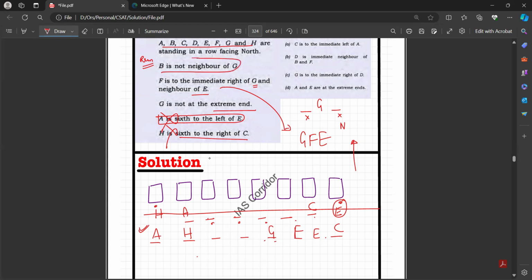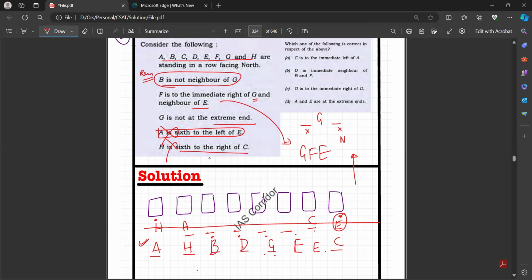B is not the neighbor of G. So that means B will not come here. B will come here. Remaining is D. D comes here. Now what is the question? C is to the immediate left of A. Nahi. A and C are extreme positions. This is wrong. D is immediate neighbor of B and F. B and F. No, D is not the immediate neighbor.